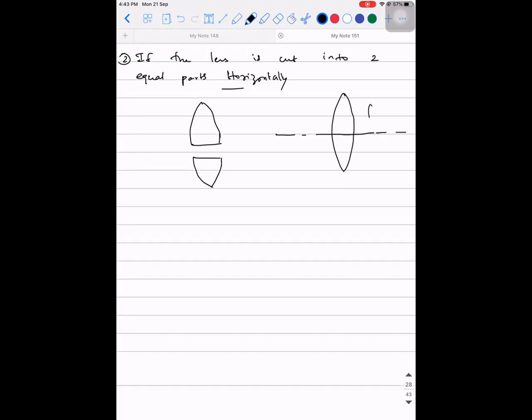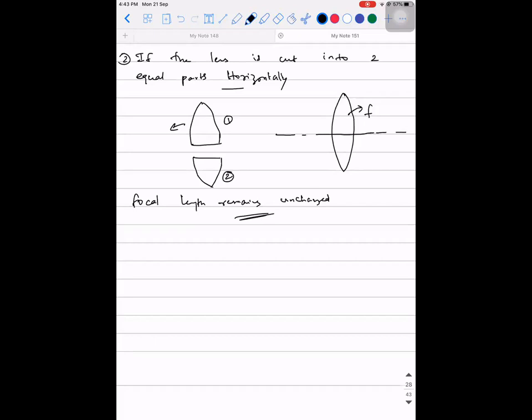If I take the focal length of the full lens to be f, then what will be the focal length of each half part when it is cut horizontally? By 2? It is still the same. Focal length remains unchanged. And what is the reason for it?